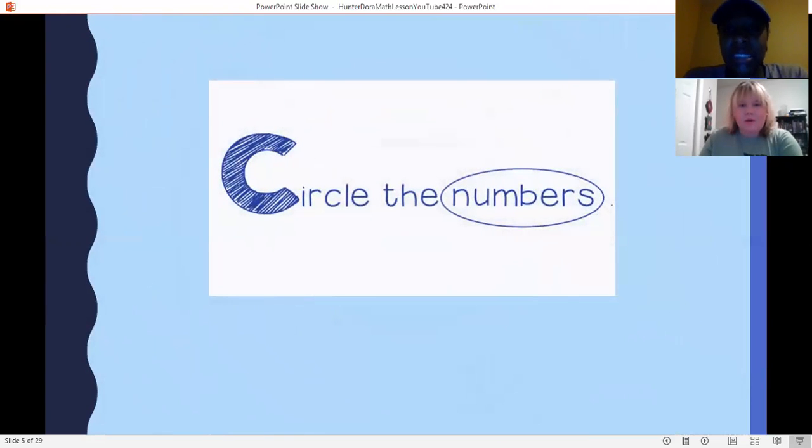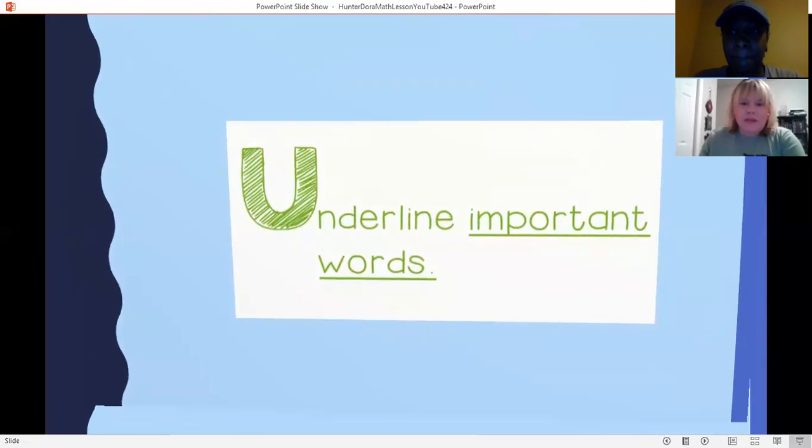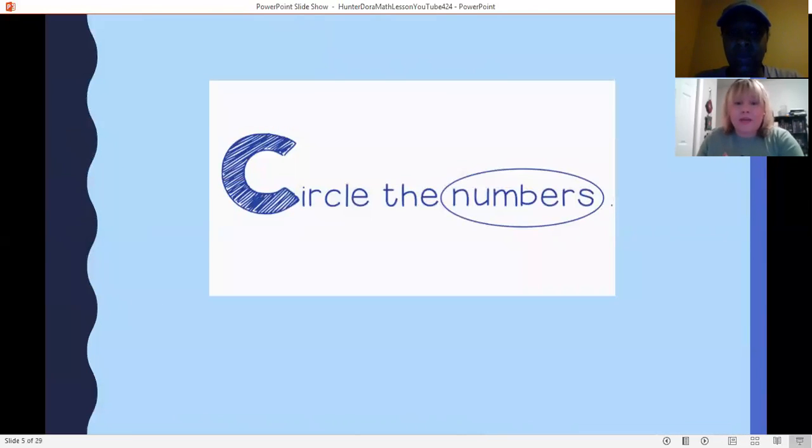The first letter in cubes is C. When you have a math word problem, you are going to circle each number that you see that is pertinent or related to finding the solution. And remember, boys and girls, numbers may not always be numerical. You may also see them in word form.